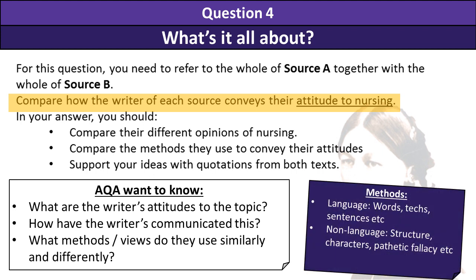Now, you want to be super duper careful that you are including both sets of methods here, both language and non-language. This is not just a language question, but it's also not like question 3 in paper 1 where it's just a structure one. It wants a mega mix, it wants a bit of all sorts. So we want to be talking about our words, our techniques and our sentences, but we also want to be thinking about non-language choices as well. And I'm going to talk about those a little bit more in a moment. Now you want to be looking super careful at what the focus of this is. This one wants to know about the attitude to nursing, nothing else but that. So all of my points and all of my arguments need to come back to that.